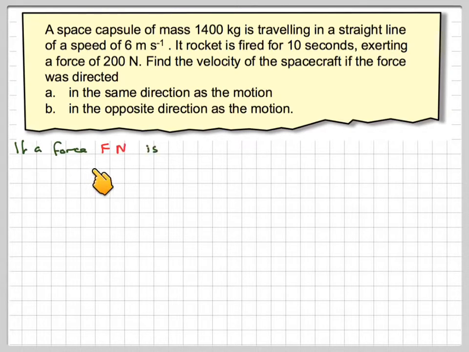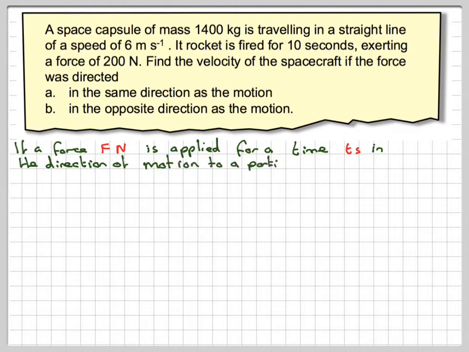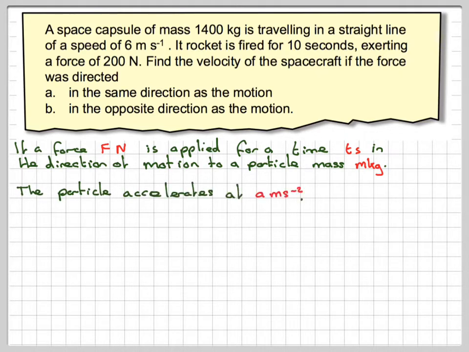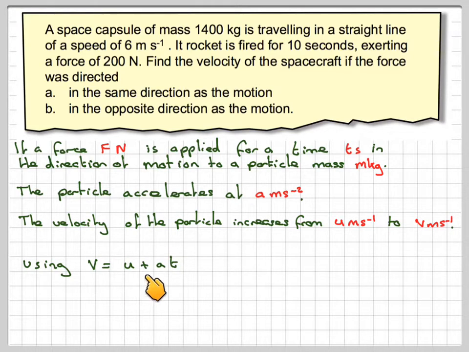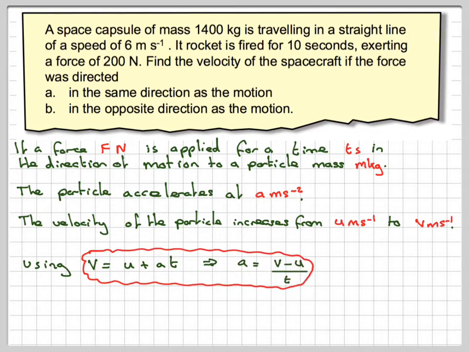So, if a force F newtons is applied for a time t seconds in a direction of motion to a particle of mass m kilograms, then the particle accelerates at a meters per second squared. The velocity of the particle increases from u meters per second to v meters per second. So using v is equal to u plus at, we're going to have that a is v minus u over t.